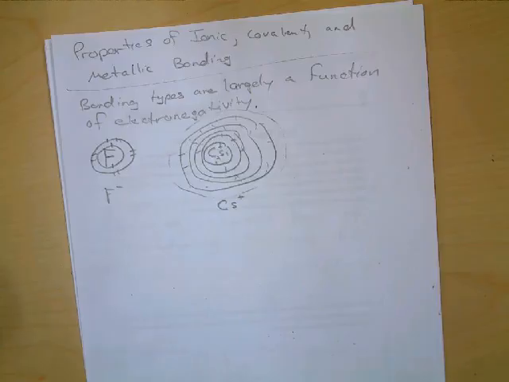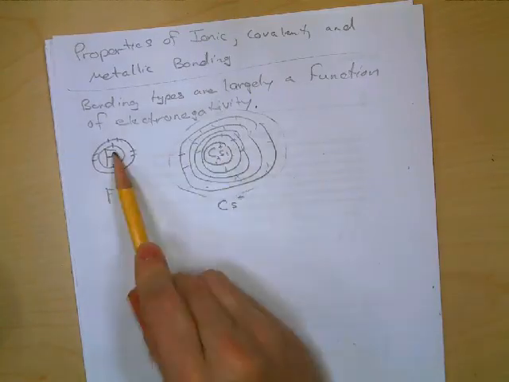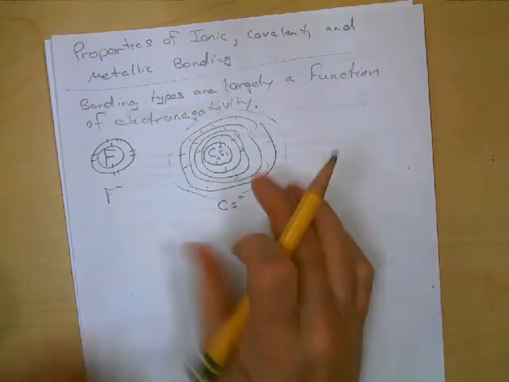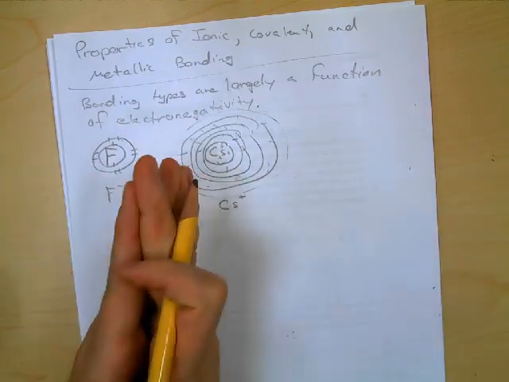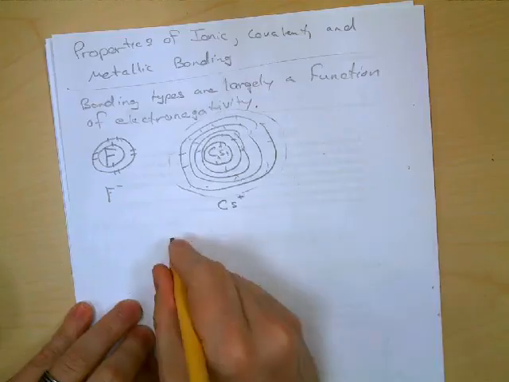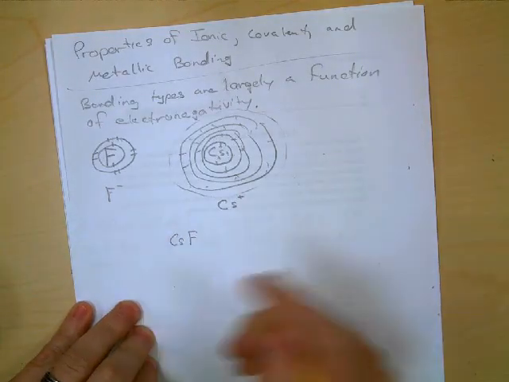Think about what we created. A positive and a negative particle. Well, a positive and a negative particle, you know what happens. Opposites attract. They are going to try to stick together. And so what you will get is a cesium atom stuck right up next to a fluorine atom.